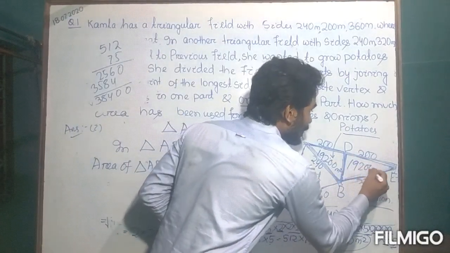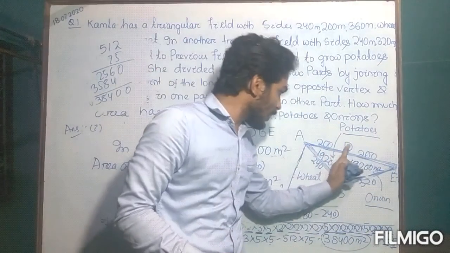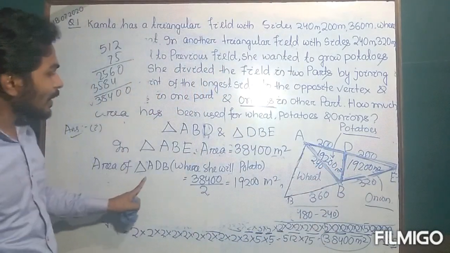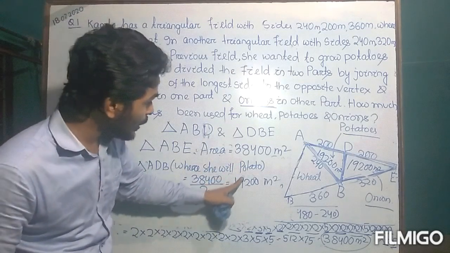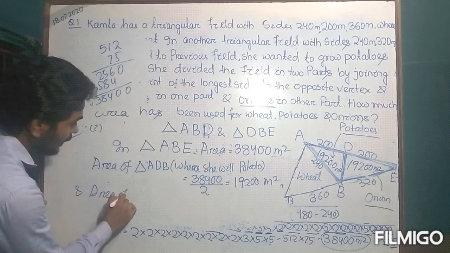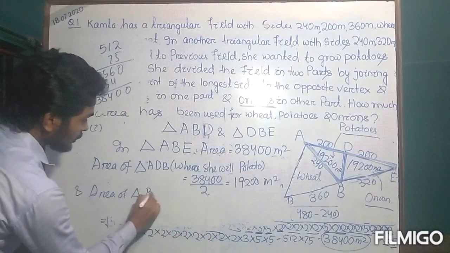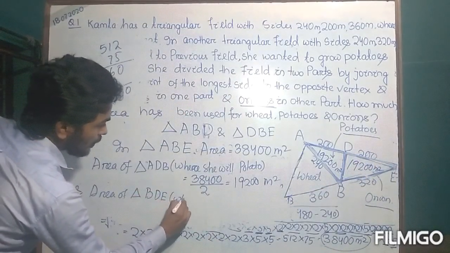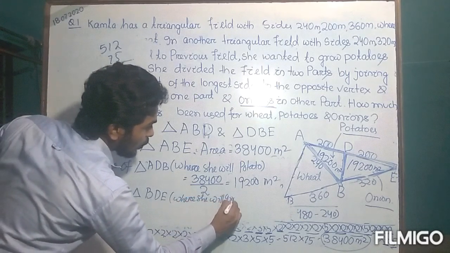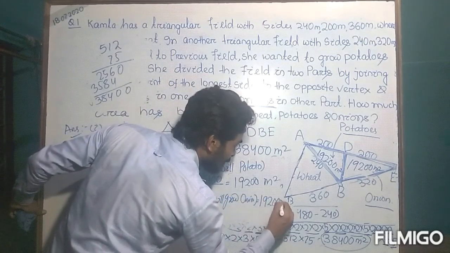Same, 19200 meter square. Why? Because the total area has been divided into two parts by joining these two points. Clear? So you can write the area of triangle ADB, where she will grow potato, is this, and area of triangle BDE, where she will grow onion, is similarly 19200 meter square.